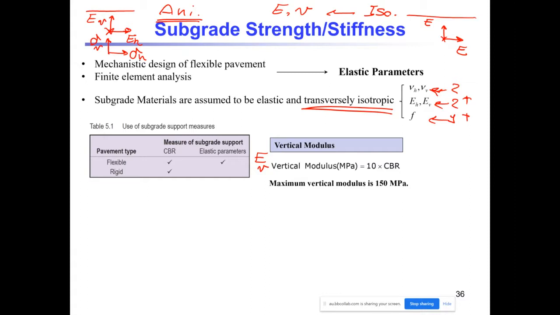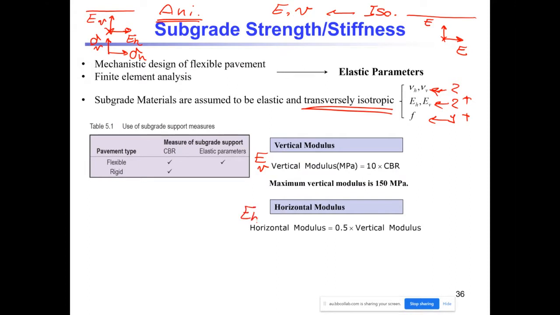And based on Ostro's, there is a maximum value for that. You cannot consider a larger value than 150 megapascal in your analysis. The second equation is for the horizontal modulus. You can simply divide the vertical modulus by 2 and determine the horizontal modulus, or EH, and consider that in your analysis. So, 2 very simple empirical equations provided by Ostro's for determination of the Young modulus in different directions.